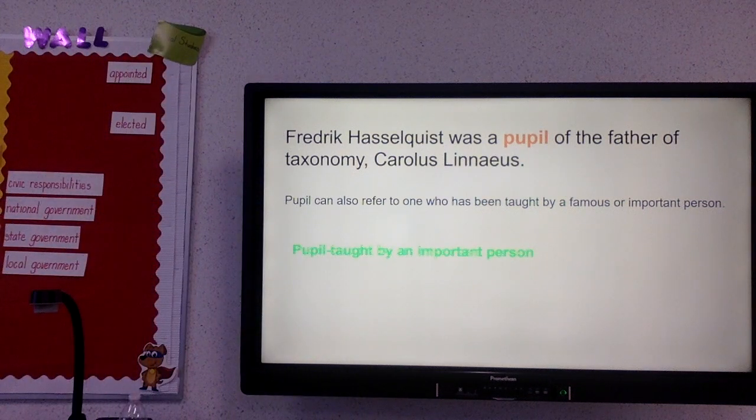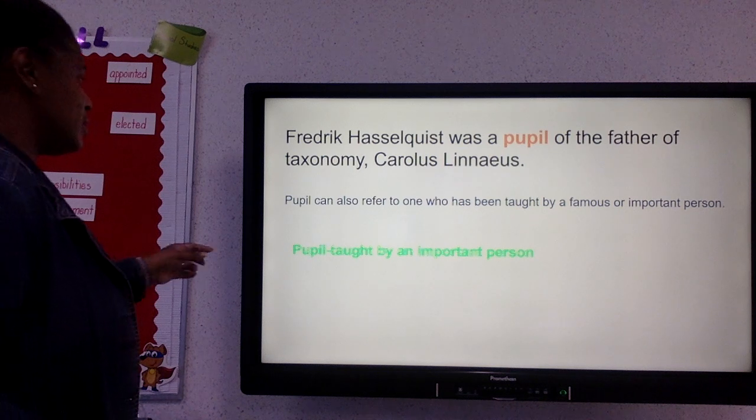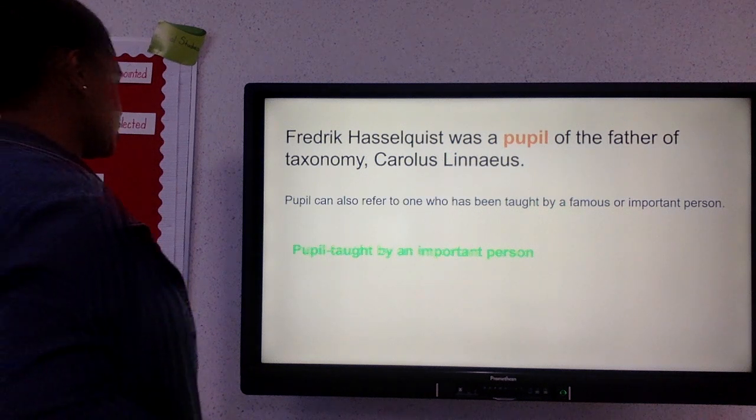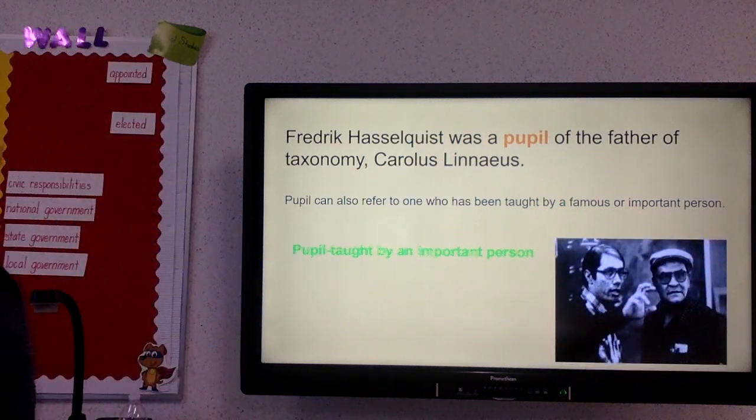So again, the way pupil is used in that example is to say that someone is taught by a very important person. And here is an image.